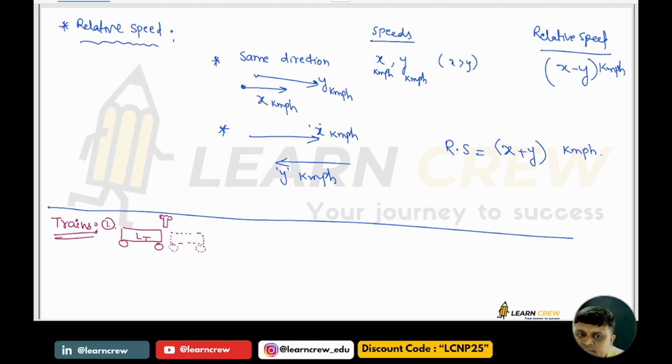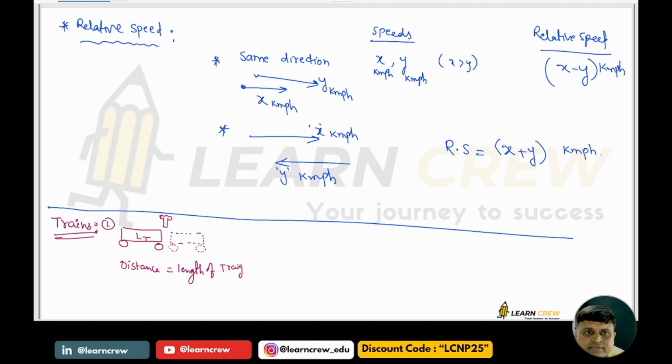So when a train passes a man or a pole or a tree, then the distance covered by the train is its own length, the length of the train.